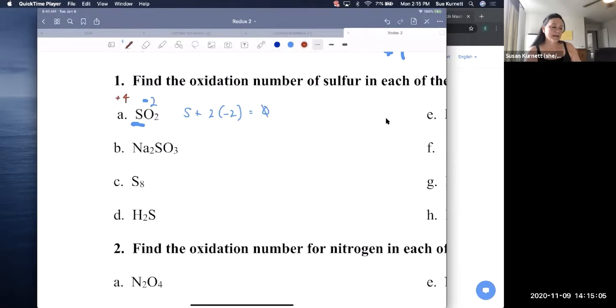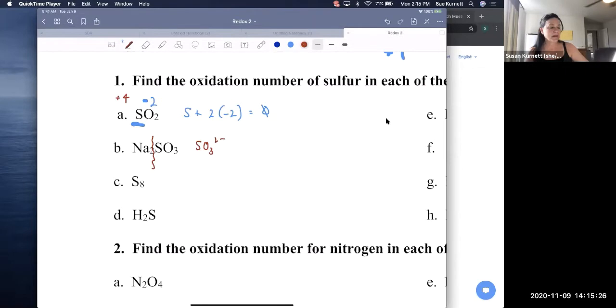For something that is ionic, B, I'm going to separate the cation and the anion. And then if I'm looking for sulfur and it's in the anion, consider that by itself. So right now I'm considering sulfite. Why do I do that? Because I'm less likely to make a mistake.